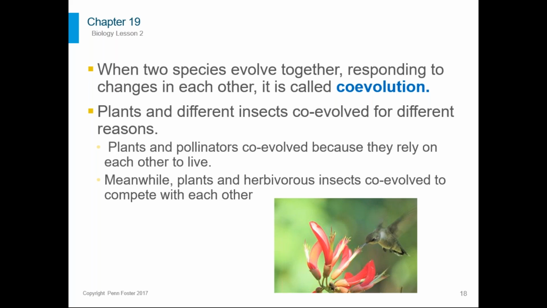But then there's other insects that eat plants. So, plants and insects that eat them co-evolve because the insects need to eat and the plants need to defend themselves. So for millions of years, they've been kind of an arms race where the insects get more deadly and the plants get tougher. So it's also an example of coevolution.